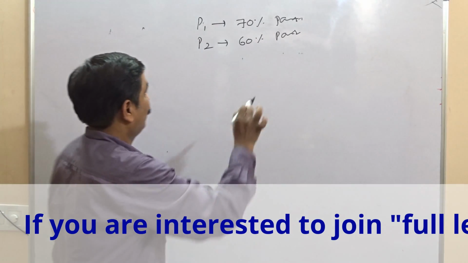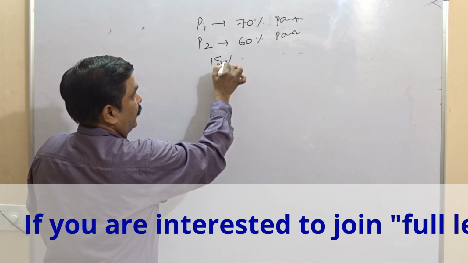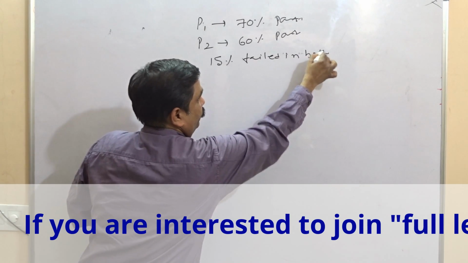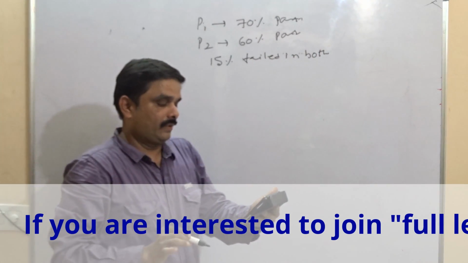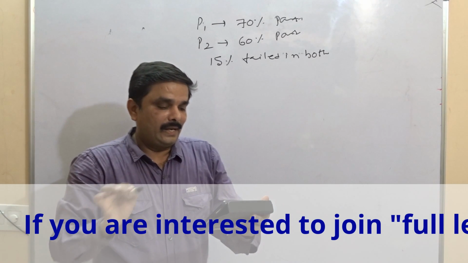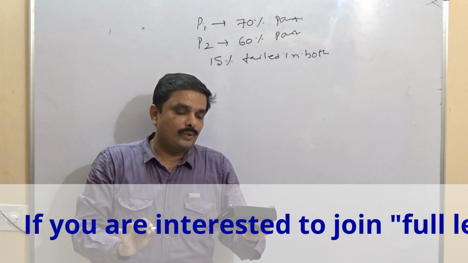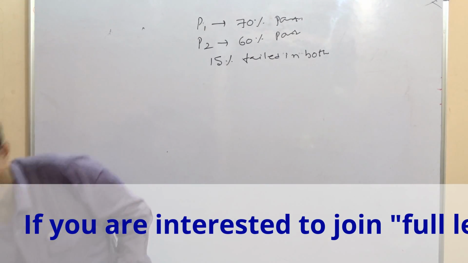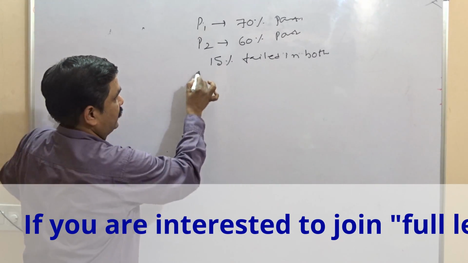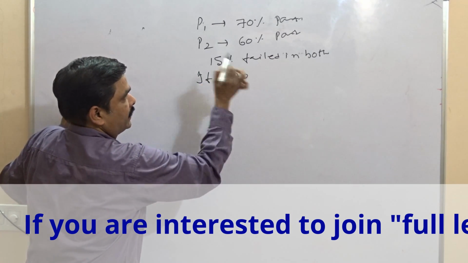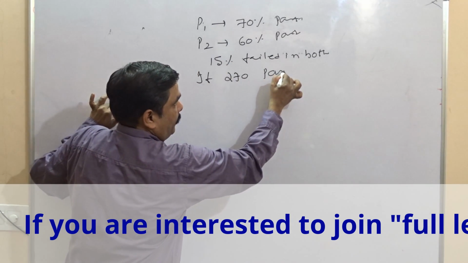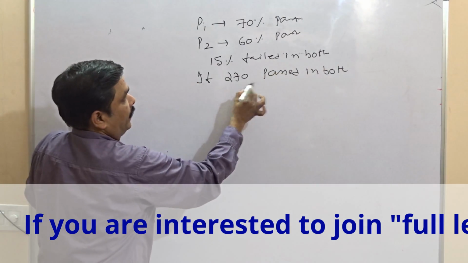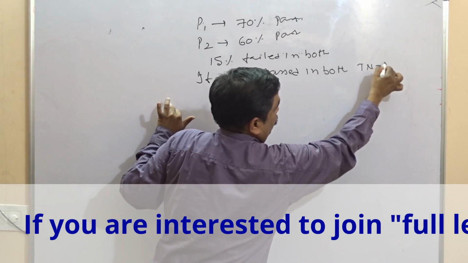Now you see, 15% failed in both. And the other information they have given: 270 students passed in both the papers. Then the final question they have asked is, if 270 students passed in both, what is the total number of students?